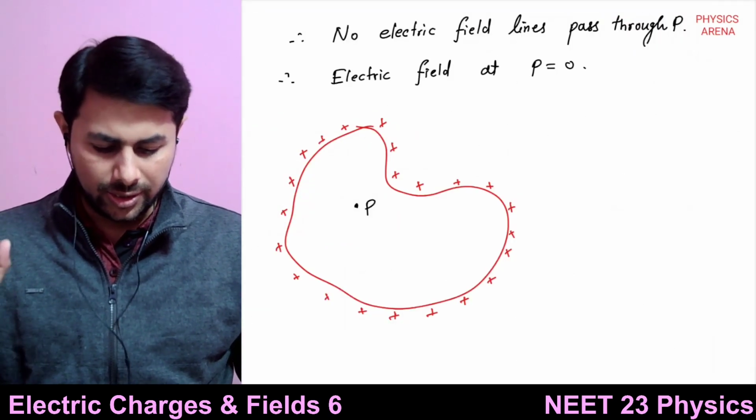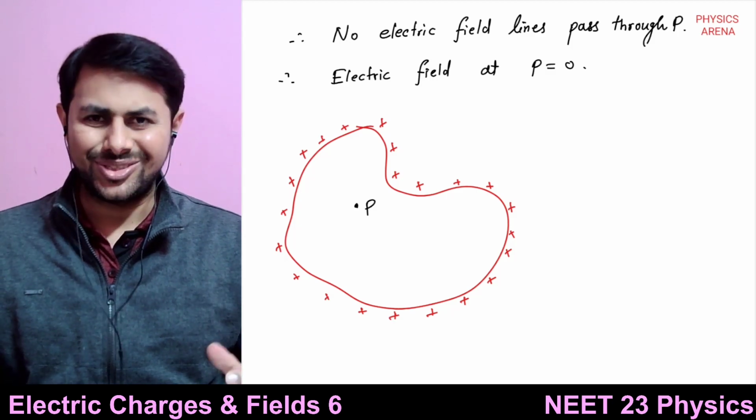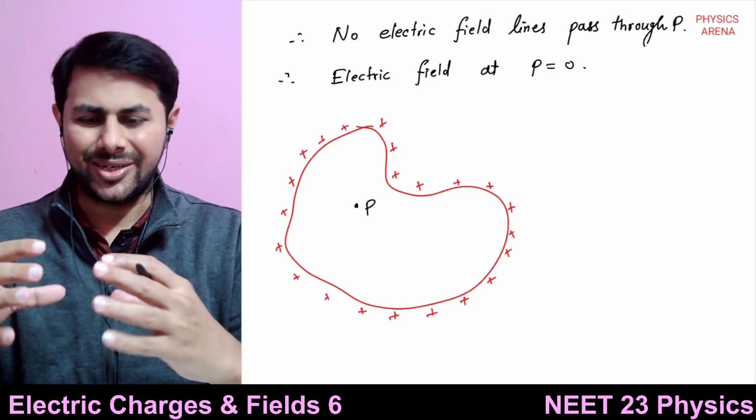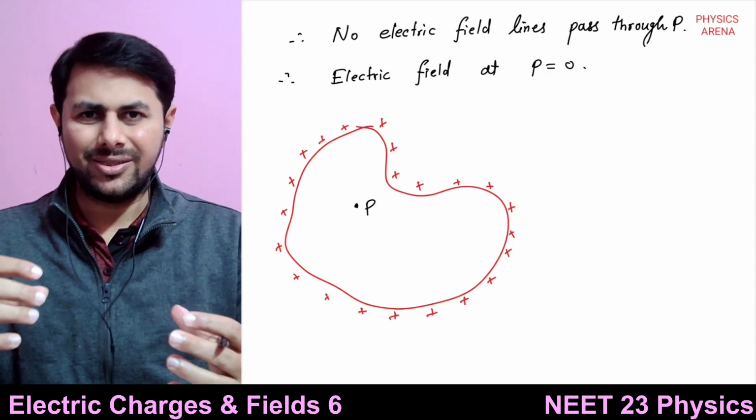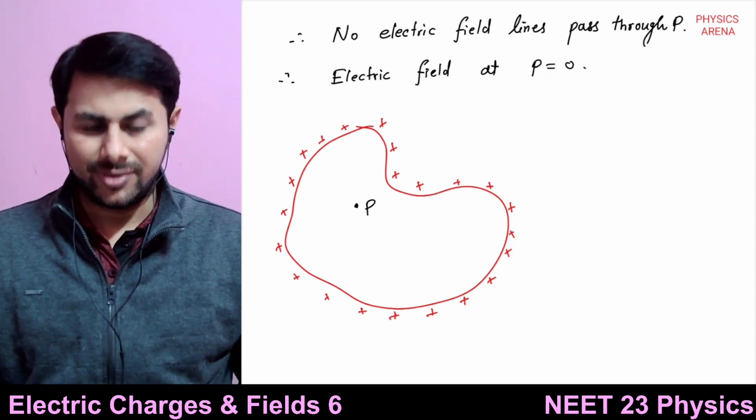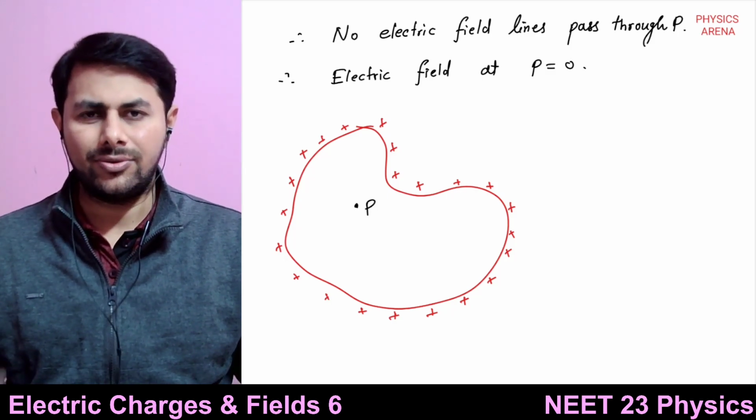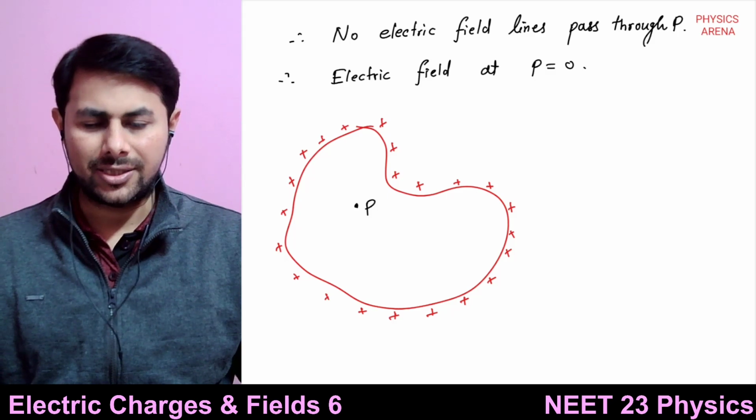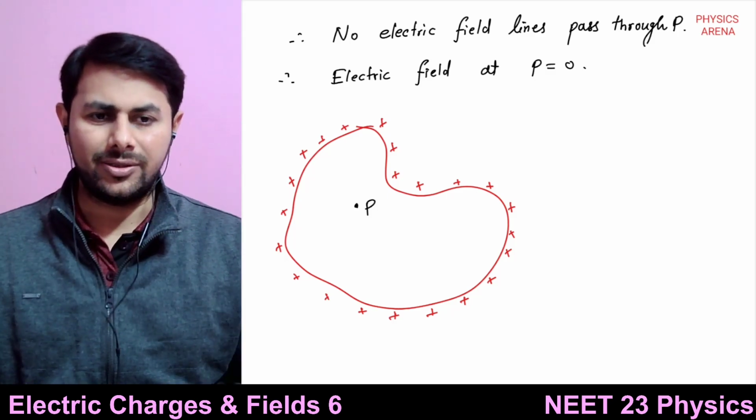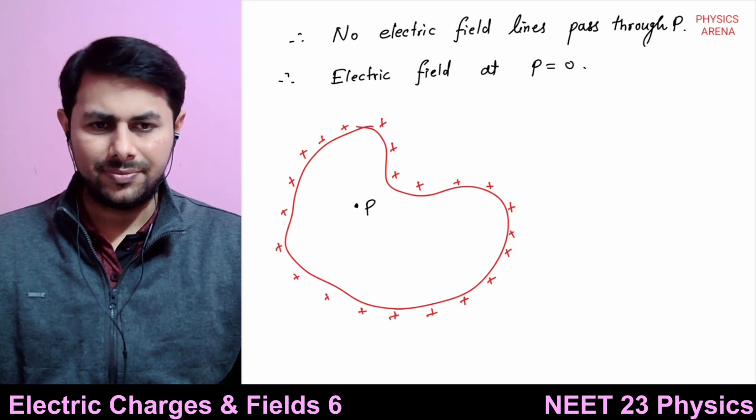And also the shape of this surface doesn't matter. It doesn't need to be a spherical shell only. It can have any surface. If you consider any closed surface of any shape, still the electric field inside that closed surface would be equal to 0. Charges distributed on the surface. You got it? Yes, no?